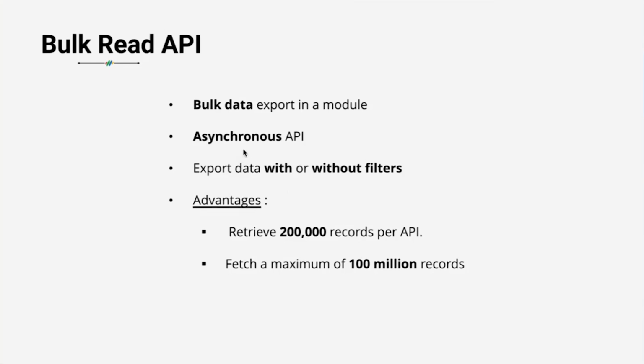By asynchronous, we mean that when you make the bulk read API call, you will not get the response immediately. A job will be scheduled in the background, and once the job is completed, you will be notified of the completion of the job in the callback URL that you have specified.